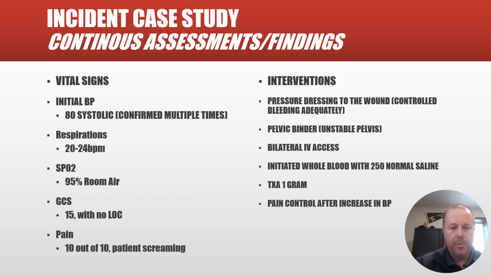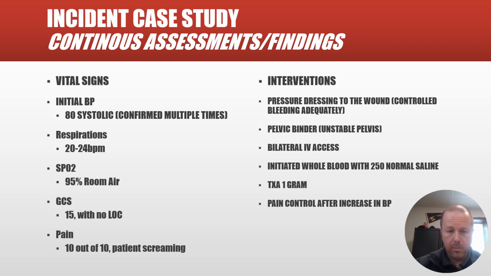So as the case study progressed, these were her vital signs initially. She had a blood pressure of 80 systolic, which was confirmed multiple times by myself, my partner, and the fire department. Her respirations were 20 to 24 a minute. SpO2 was 95% on room air. GCS was 15 with no loss of consciousness. Her pain was a 10 out of 10. She was screaming. It was very difficult to assess this patient because she would not stay still for us.